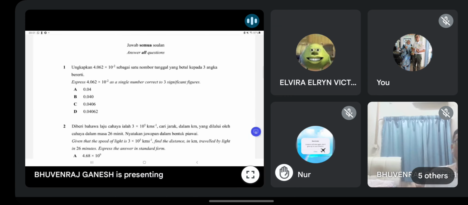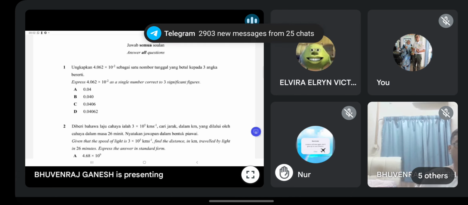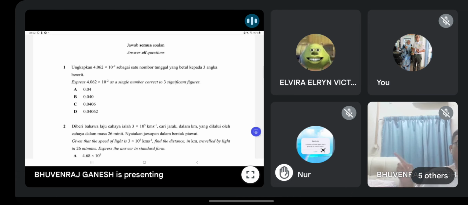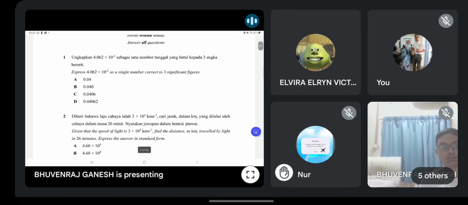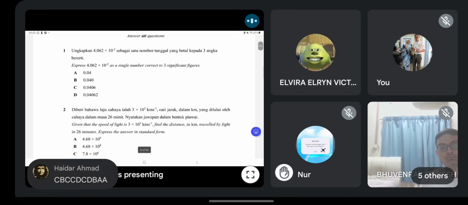Okay, so first of all, my format is like this. I will discuss paper one first, lepas tu paper dua. Kertas satu dulu, lepas tu kertas dua. Okay, so Haida, can you give me answer number 1 to 10? What are your answers? Everything. Cuba bagi jawapan. Satu sampai sepuluh. I will discuss any question you have problem with. So anyone got problem, you just tell me which number you want me to discuss. Then I'll discuss for objective.